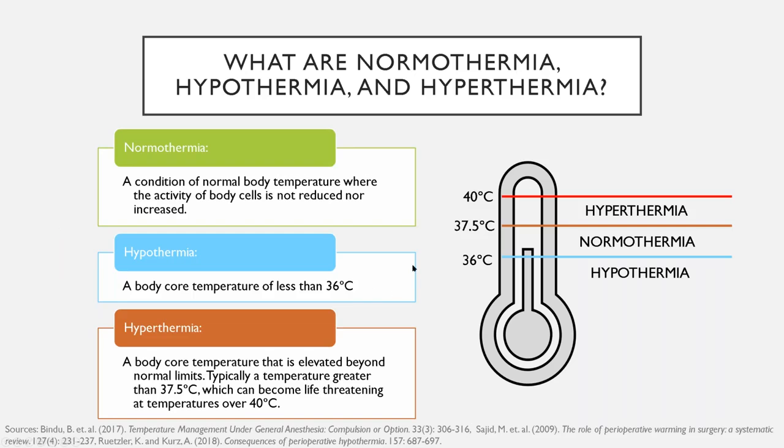So I guess some pretty basic, straightforward definitions to try to keep us all on the same level. If we're talking about the normothermic state, basically what we're trying to get at is a level of core body temperature where the cells are neither having reduced activity nor increased activity just due to the thermal stress. That's really the key component that you're looking at here.